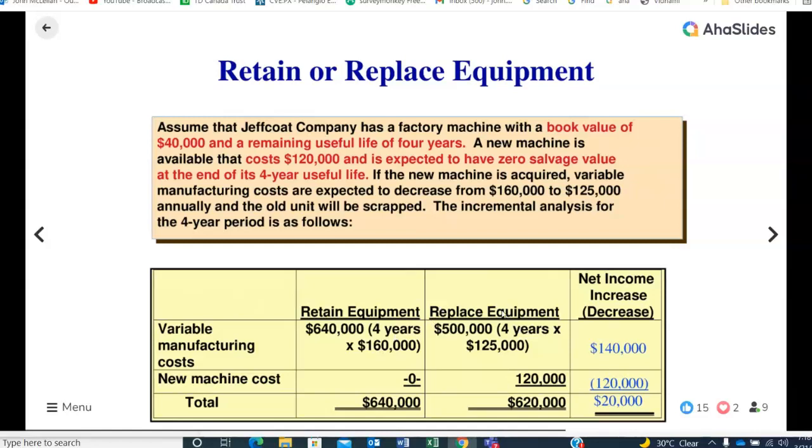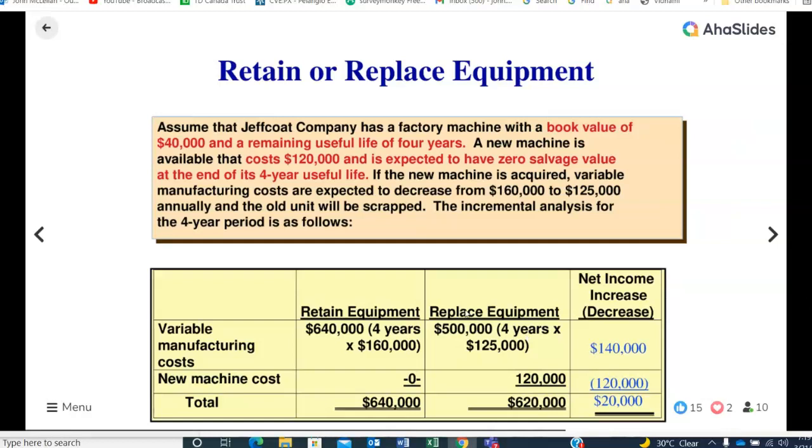Okay. I'm sorry, $125 if I exchange that equipment. The new cost, if I retain, there's no cost for new. But if I replace, there's a cost of $120. And when you look at it, if I retain this piece of equipment over the next 4 years, it's $640,000. But if I replace it, it's $620,000. So there's an incremental difference here of $20,000. Okay. And it's in the benefit of replace the equipment.